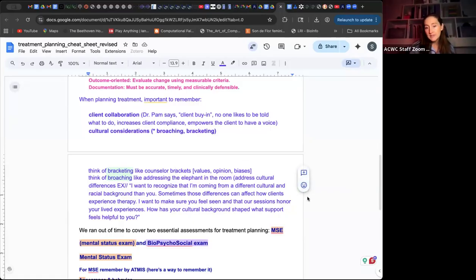Now, some cultural considerations in some of the treatment planning questions would be like broaching and bracketing. Sometimes this can also show up in social and cultural diversity, but there are a few places this can show up, like when you're learning the content.